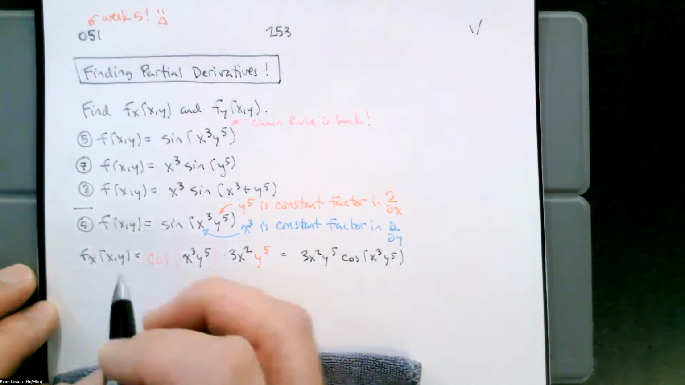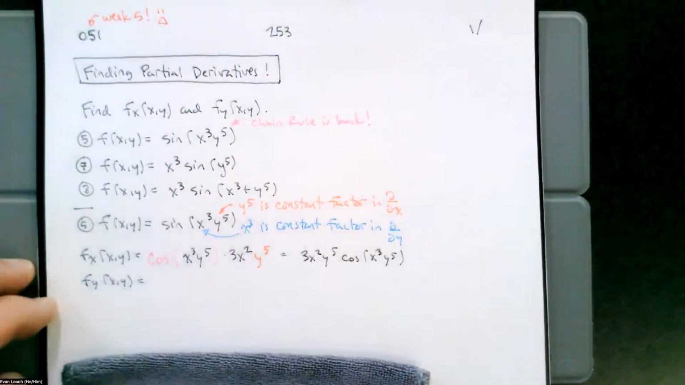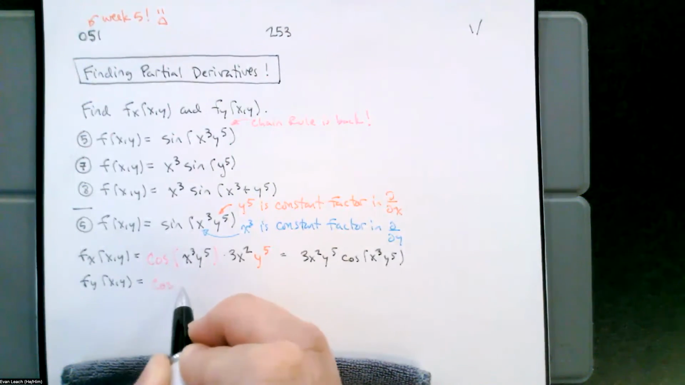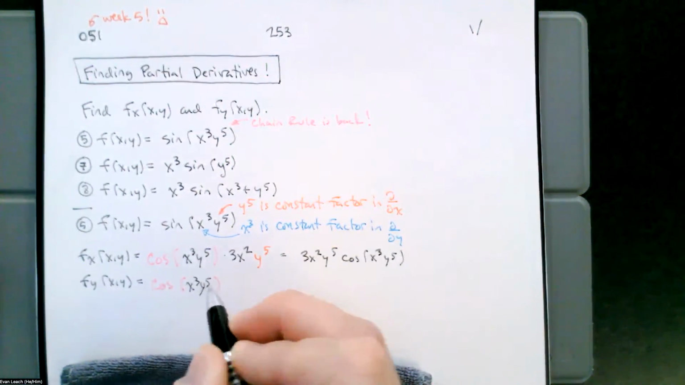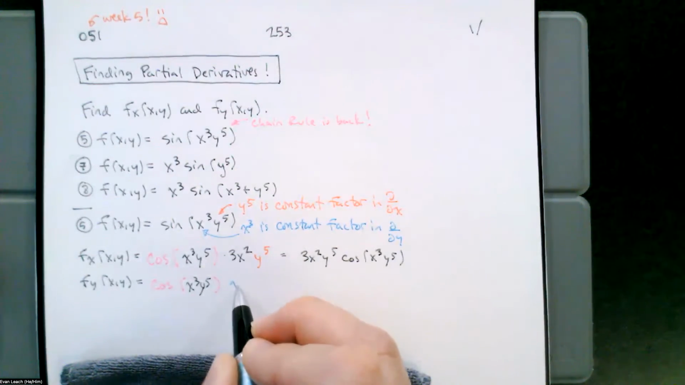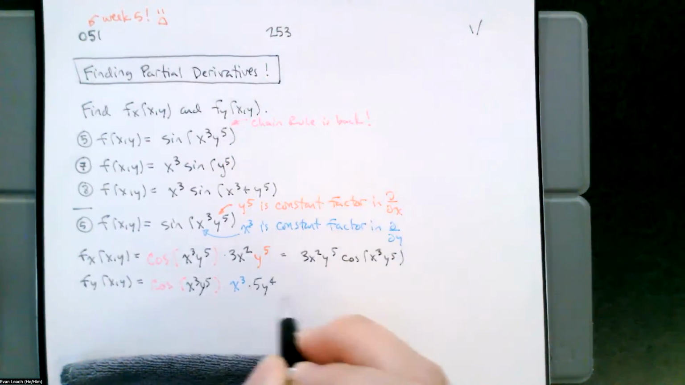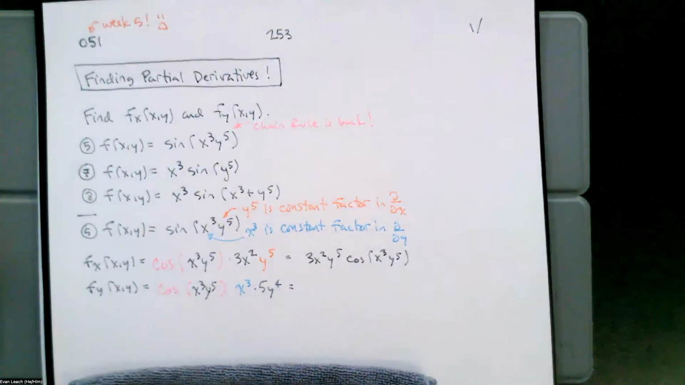When we go on to Fy, we have the same opening for Fy of xy. This is still the derivative of sine of some stuff. The derivative of sine of some stuff is cosine of that stuff times the derivative of that stuff. In this case, we're taking the derivative of the stuff with respect to y. So x cubed is a constant factor. And we take the derivative of y to the fifth part, which is 5y to the fourth. This is definitely not how we would write this with the 5 in the middle of the x and y. That's just poor form.